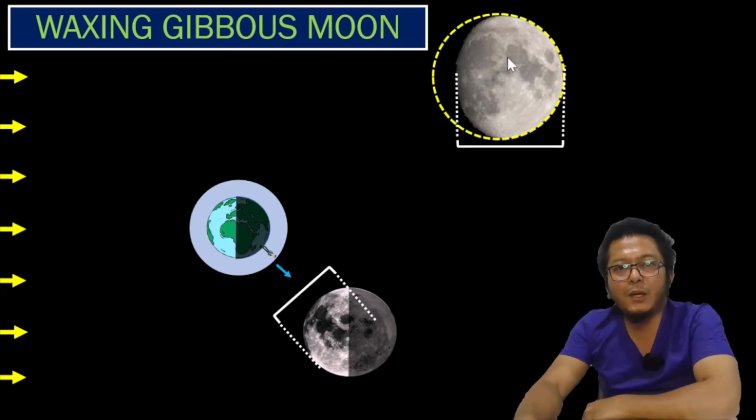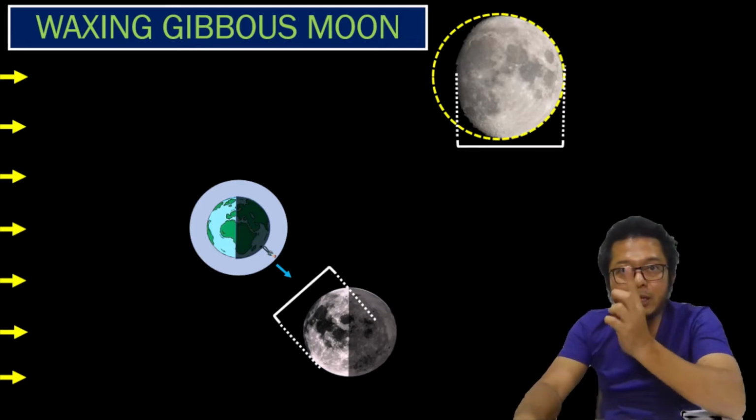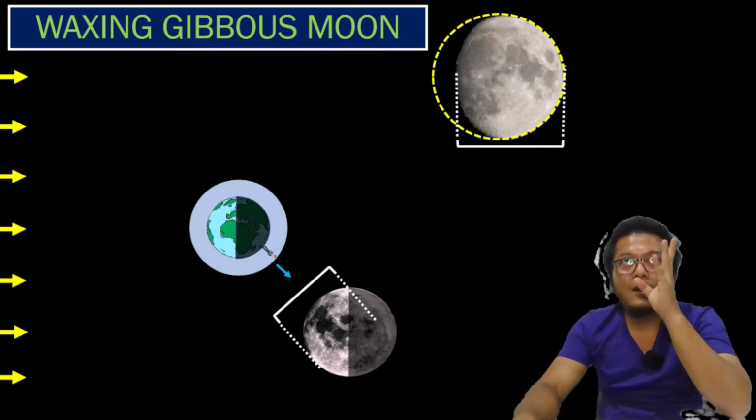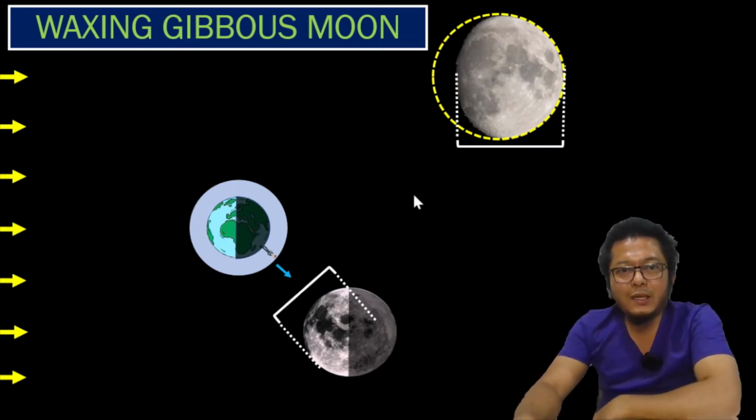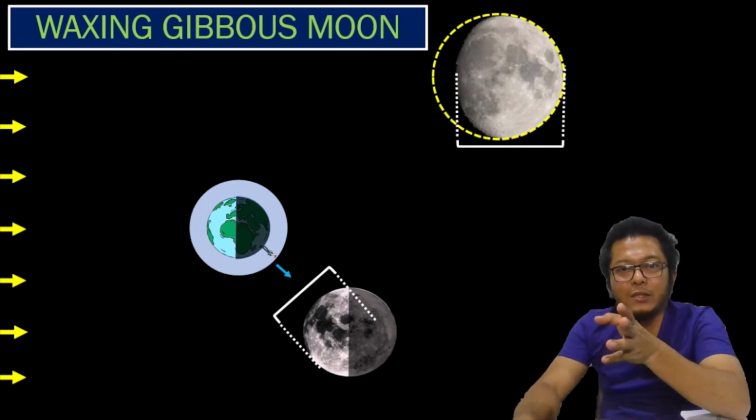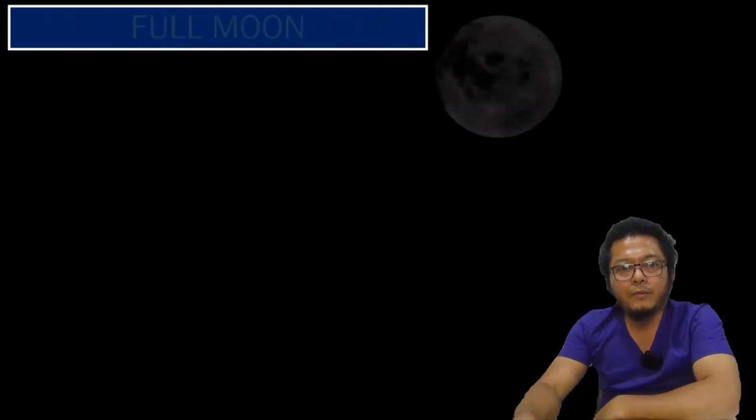Some of the dark part we cannot see, but we can see this. So the sun shines here, but we cannot see a little here. Only this large part we can see. This is what we see. That's why when we see the moon in the sky at night, this happened. We only see some part of the moon. For this waxing gibbous moon, a large part of the moon.